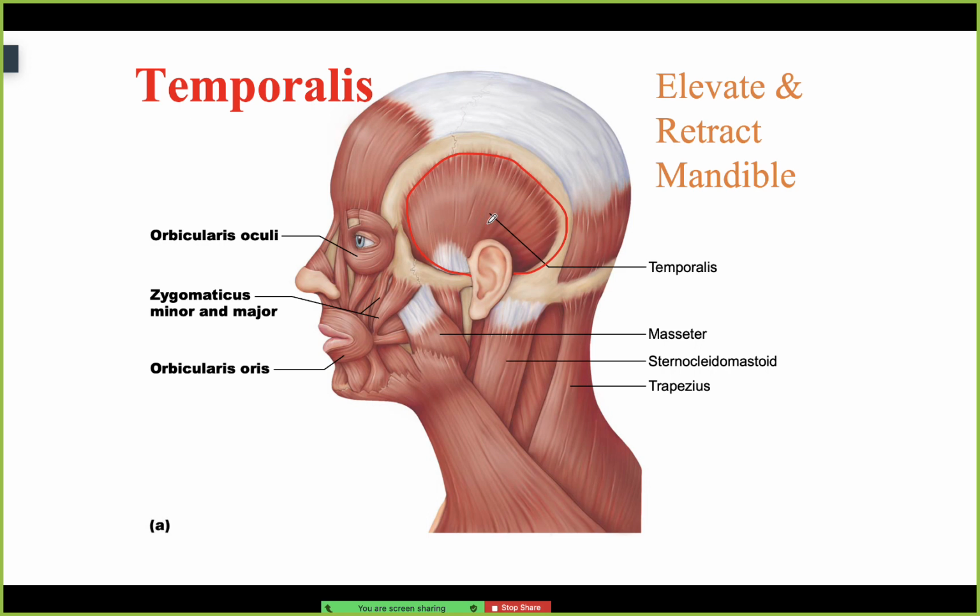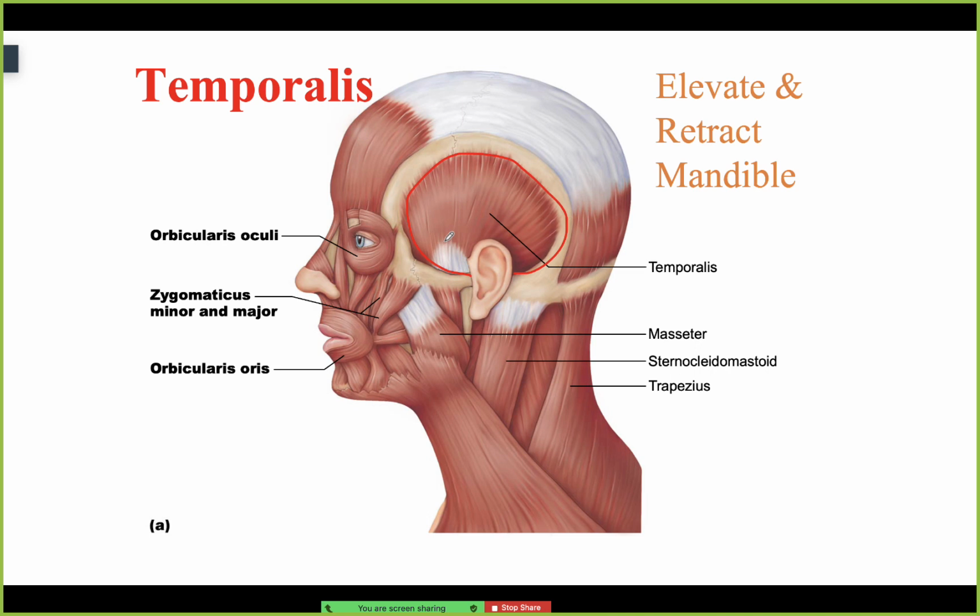Well, do me a favor. Take your hands and put them on both sides of your head, and then start chewing. Do you feel those muscles contracting and relaxing? You should, because the temporalis muscle does have function in elevating and retracting the mandible.